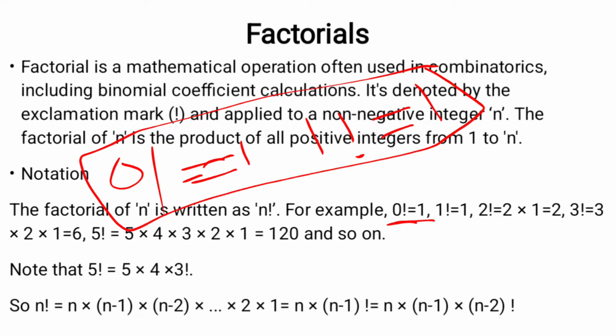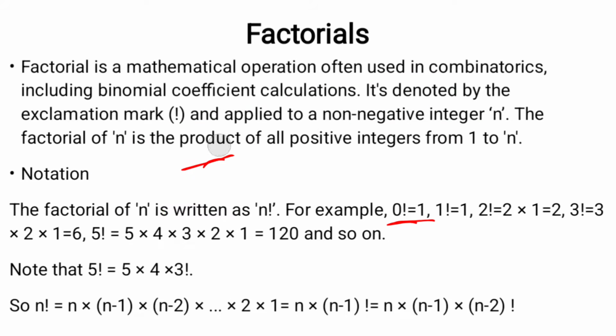So in a CBT, if you're given 0 factorial, and the options say 0 factorial is A, 0, B, 1, C, 2, D, 5, what would be the correct answer? It's always 1, so the answer must be B, okay? So you must remember that.